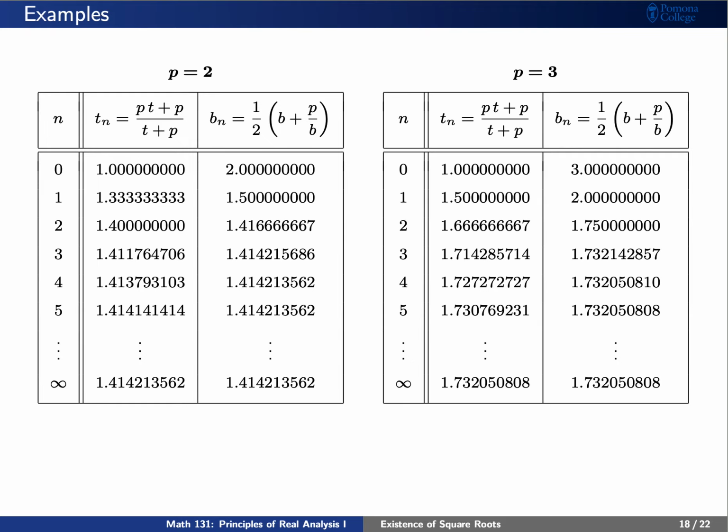You see the same concept happens on the right-hand side when p is equal to 3. We start at t sub 0 equals 1, we also start at b sub 0 equals p, in this case p is equal to 3, and for the t sub n's we increase from 1.0 to 1.73. On the right we decrease starting at 3.0 and decreasing down to 1.73. In both cases we have sequences where we have a very good approximation for the square root of p. The t sub n's increase starting at 1, and the b sub n's decrease starting at p.